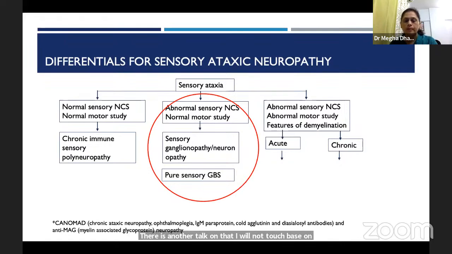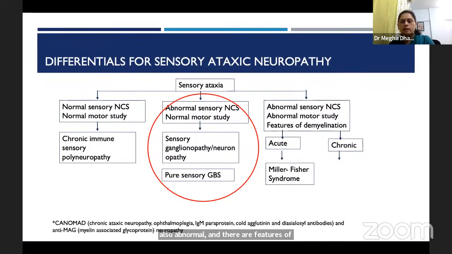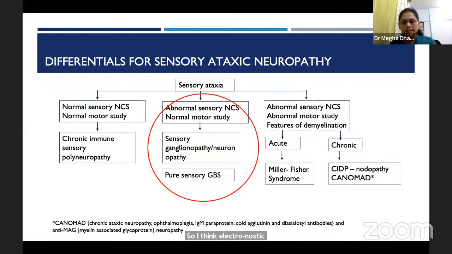So the other group of disorders where the sensory nerve conductions are abnormal and motor nerve studies are also abnormal, and there are features of demyelination, like the first patient in our case, but however, he did not have features of demyelination. So Miller-Fisher syndrome is an acute presentation. If it's chronic, CIDP, the nodopathies, and CANOMAD are the differentials. So I think accurate electrodiagnostic studies will help you distinguish these patients with sensory ataxias.